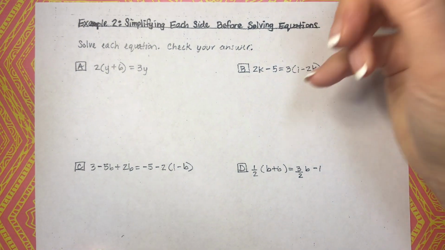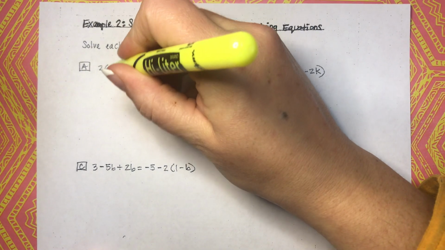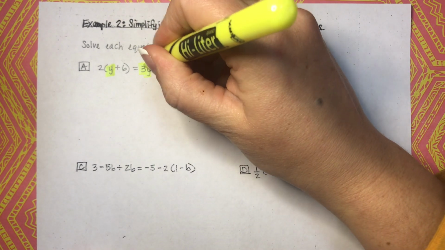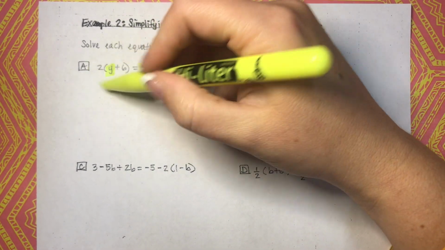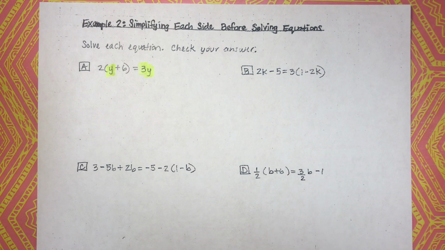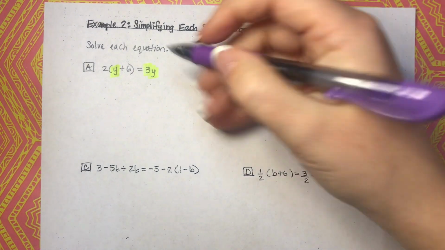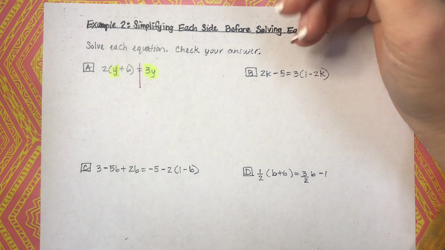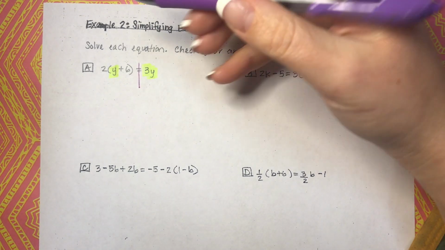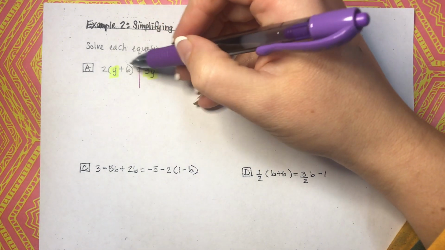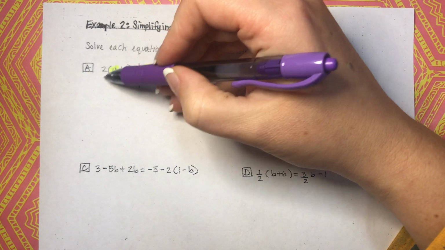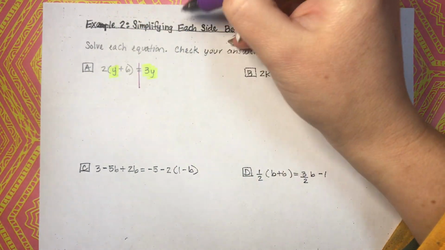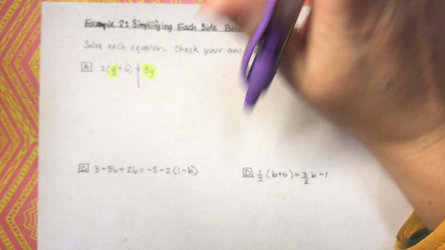So if you see here, we have a y on this side of the equation and we have 3y on this side of the equation. But there's a little bit more action happening on this side of the equation over here. So what we're going to do is simplify that first. We're going to simplify by using the distributive property. So we're going to take this 2 and distribute it to both things. Yes, equality. We're not leaving anybody out.